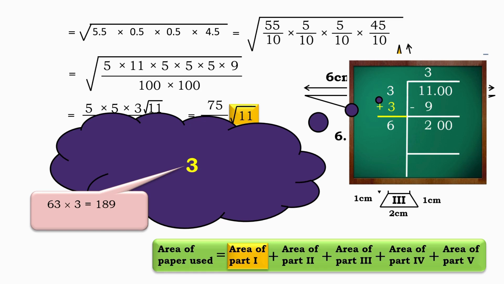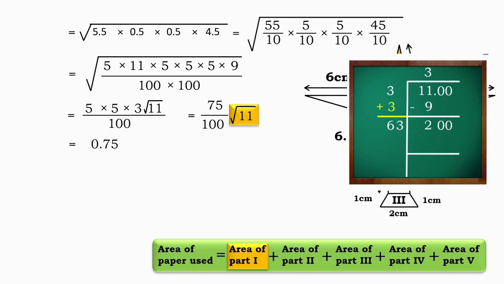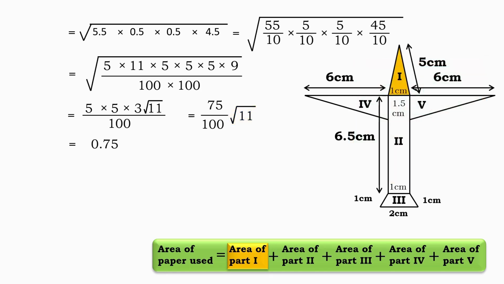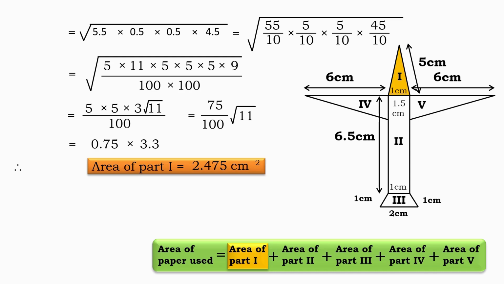So we are putting 3 over here. 63 into 3 is 189, which is less than 200. If you put 4, then it will be greater than 200. So that's why we have to put 3 over here, and also we need to put this 3 after the decimal point of 3 at the top. So now multiply 0.75 with 3.3, we got approximate value as 2.475 centimeter square.